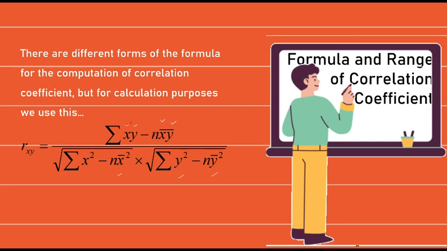So let us see how this is computed. This is the formula for the correlation coefficient. The correlation coefficient lies between -1 and +1. If it is towards +1, it indicates that the variables x and y have a positive relationship. If it is towards -1, it indicates that x and y have a negative relationship.